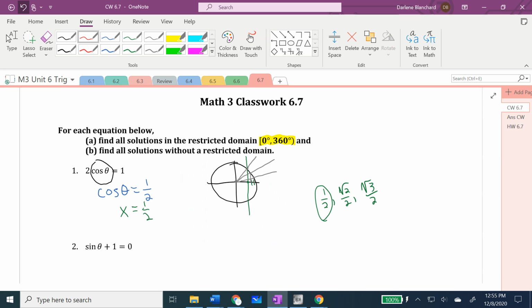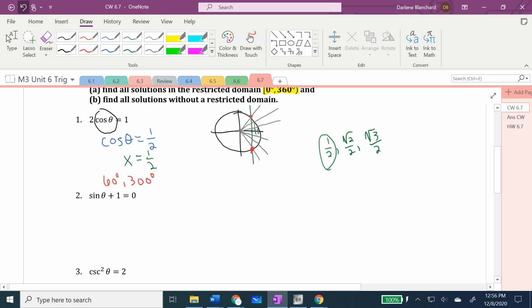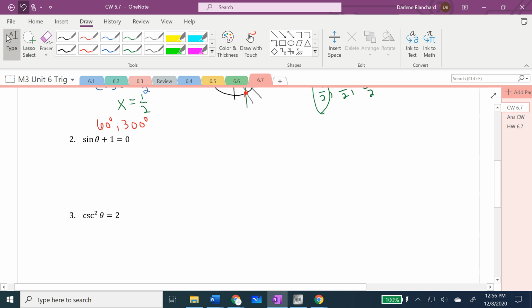So I'm going to go back over here and I'm going to write down that the answers are 60 degrees and 300 degrees. And just to point out what's going on over there as well. Okay. Number 2. How far do you think you can get with that on your own at this point?